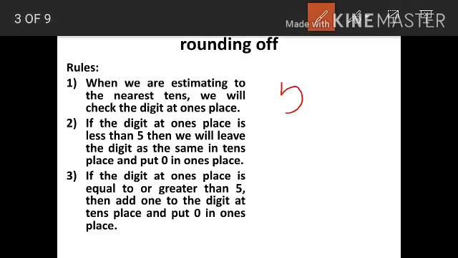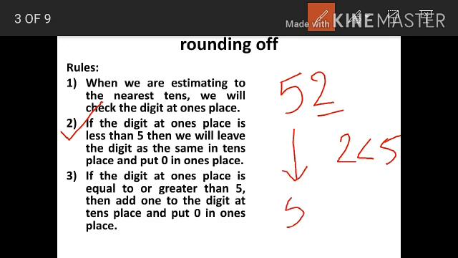Consider the number 52. Here, the digit at ones place is 2. As per our rule, we have to check the digit at ones place. So we know that 2 is less than 5. So what we should do? Check the rule number 2. We should keep the digit in tens place at itself. So when you are keeping the digit in tens place at itself, we will get it as 5.